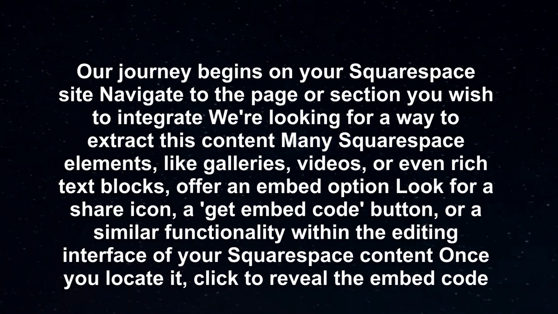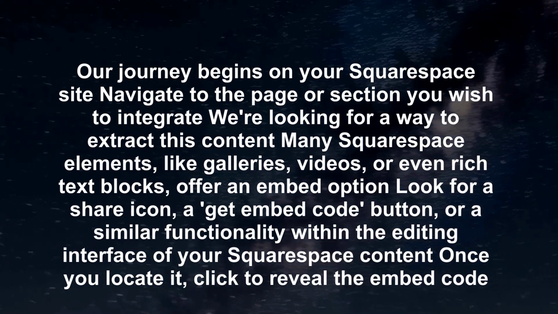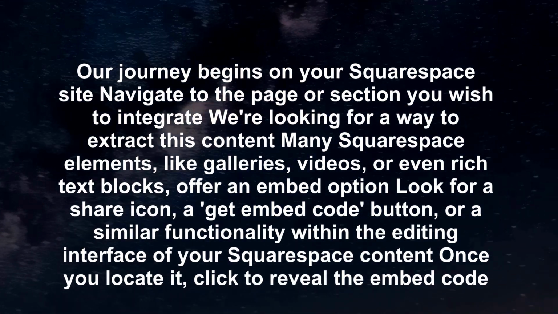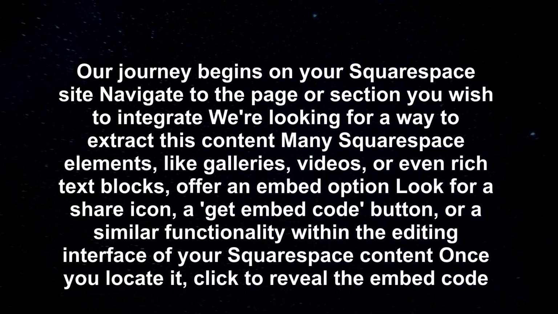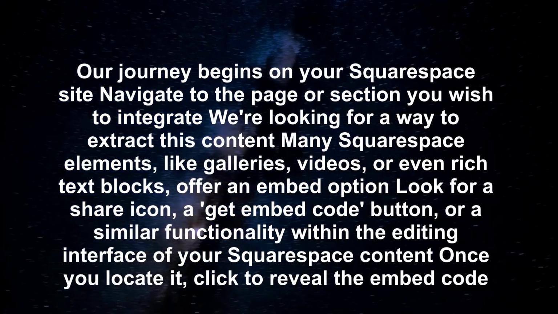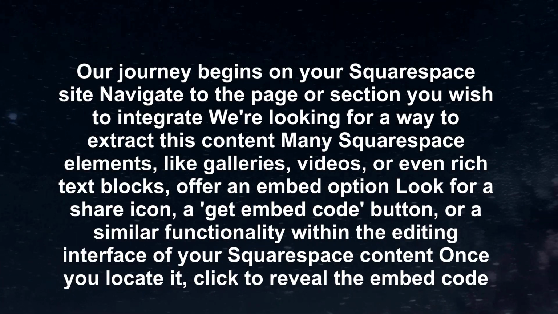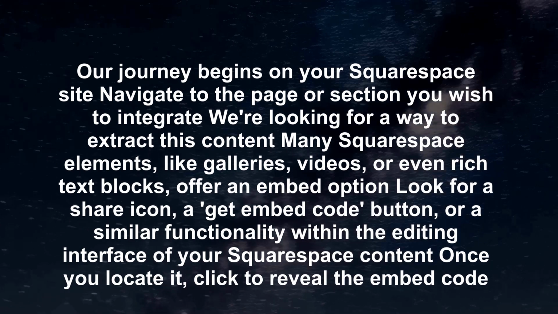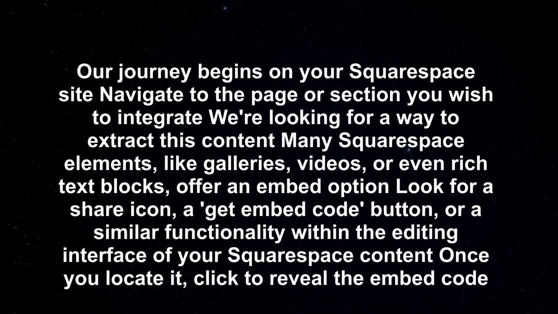Our journey begins on your Squarespace site. Navigate to the page or section you wish to integrate. We're looking for a way to extract this content. Many Squarespace elements, like galleries, videos, or even rich text blocks, offer an embed option. Look for a share icon, a get embed code button, or a similar functionality within the editing interface of your Squarespace content. Once you locate it, click to reveal the embed code.